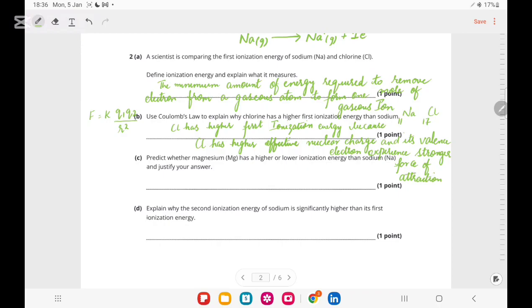Predict whether magnesium has higher or lower ionization energy than sodium. Magnesium has atomic number 12 and sodium has 11. So magnesium has higher ionization energy, as its nuclear charge is greater than sodium.